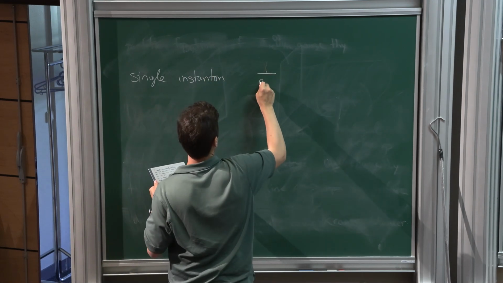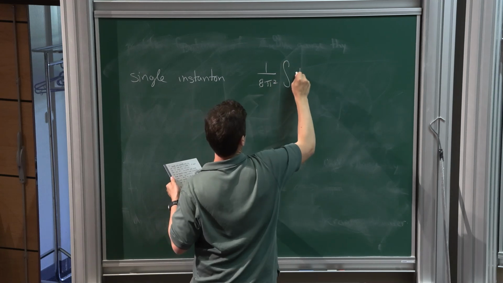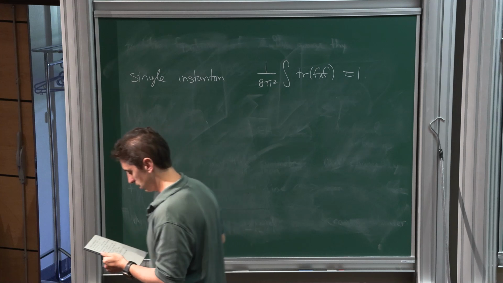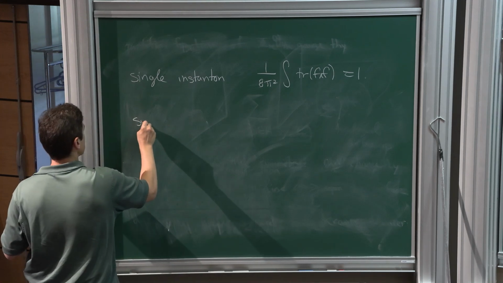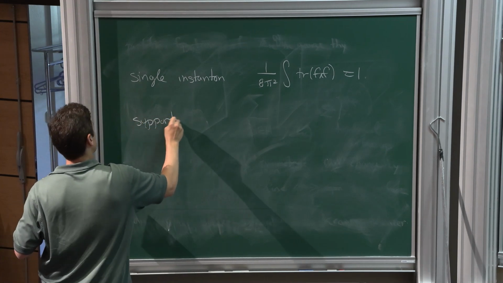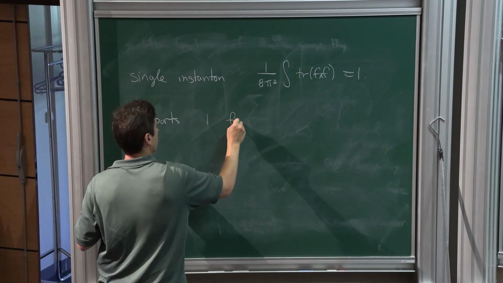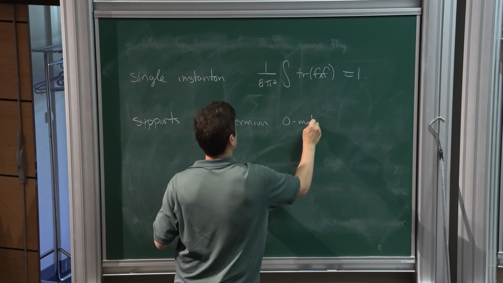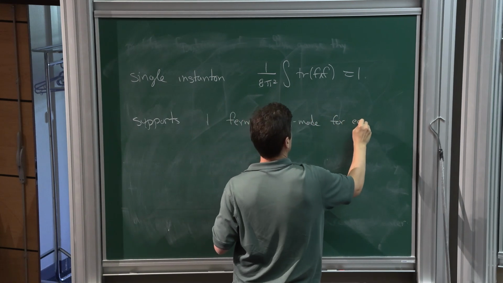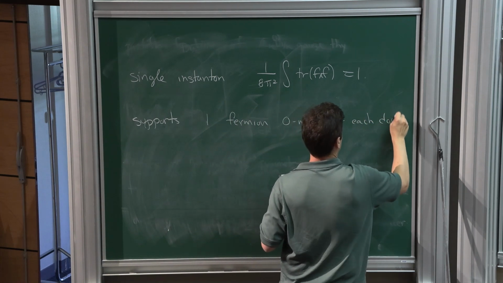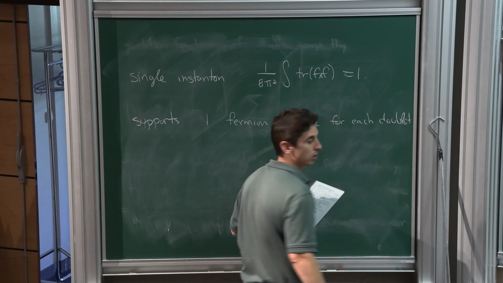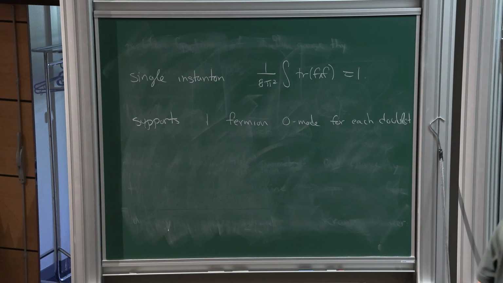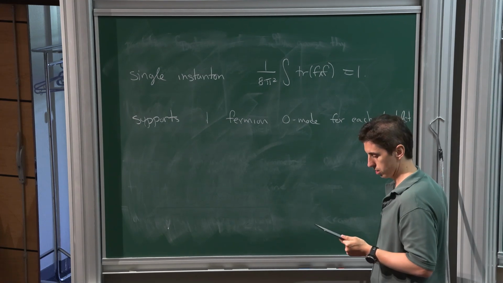So let's look at it. It supports 1 fermion 0 mode for each doublet. So it's for this reason that it generates an operator, because it supports 0 modes. This is the so-called 't Hooft vertex.